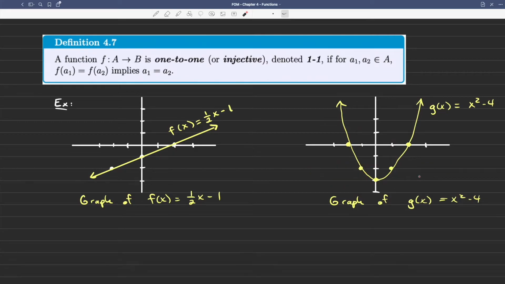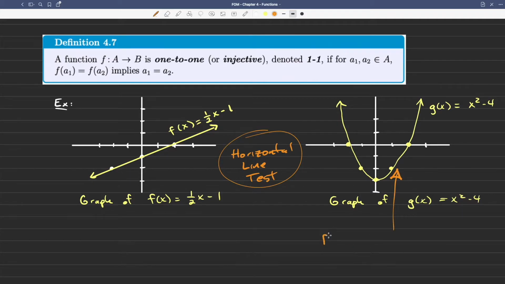On the other hand, the graph on the left, whenever you draw any horizontal line, it only crosses the graph once, no matter where you draw it. So this brings up the horizontal line test. The horizontal line test just says that if you can draw a line that intersects the graph twice, then the function's not one-to-one. Or to put it more positively, if every horizontal line crosses the graph at most once, then the function is one-to-one.